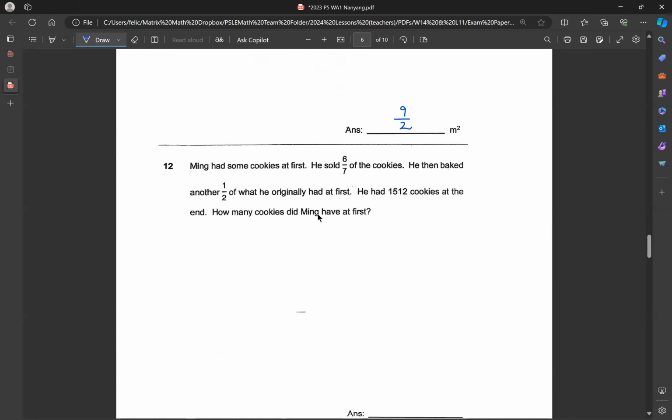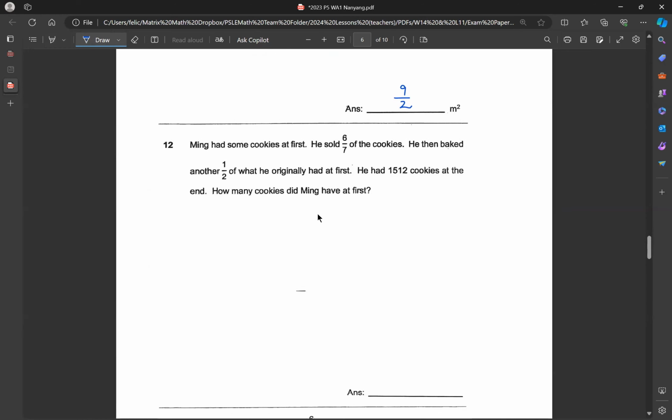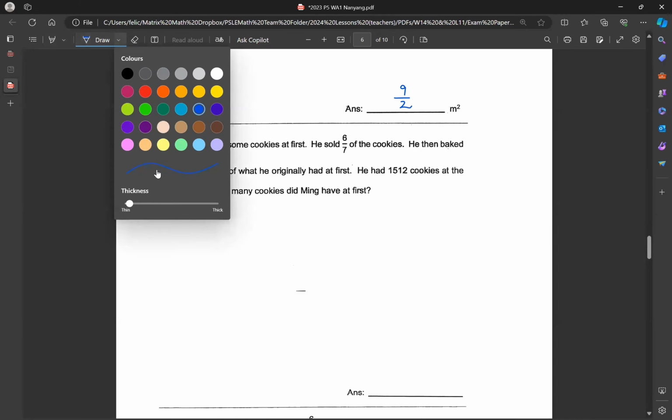Okay. Question 12. So Ming had some cookies at first. He sold 6/7 of the cookies. He then baked another half of what he had originally at first. He had 1,512 cookies at the end. How many did he have at first? Okay, so this is a fractions question. First you have to understand the significance of the numerator and the denominator in the two fractions. So I'm going to go through this slowly. I think this is important. We have to dissect that and break that down first.